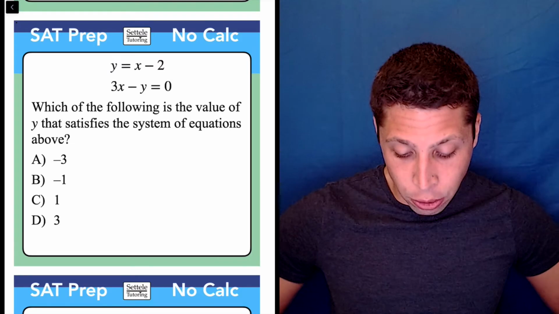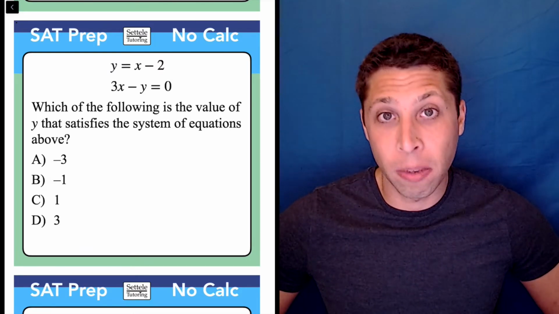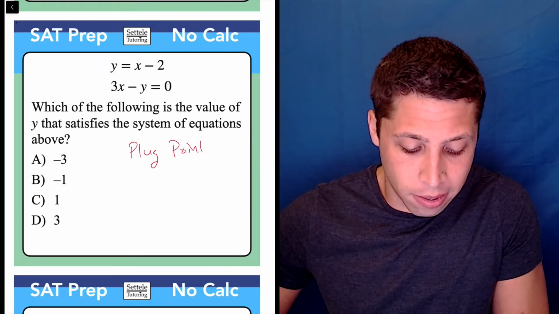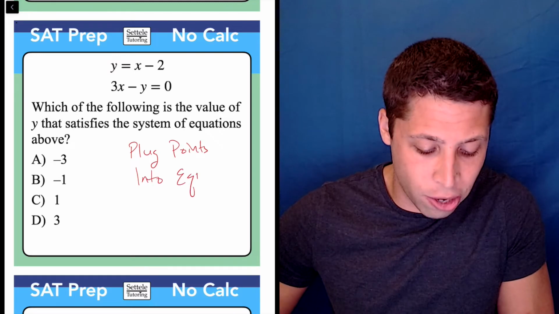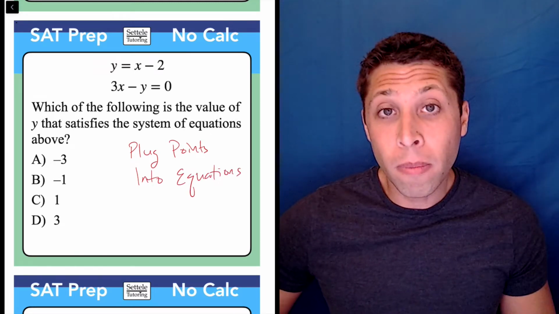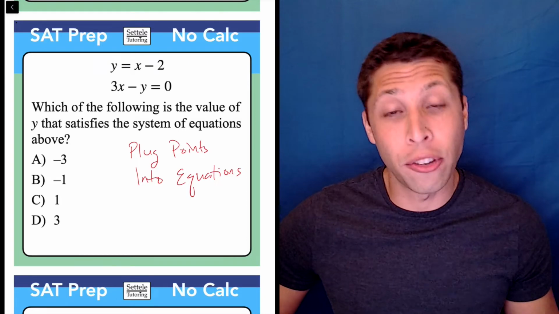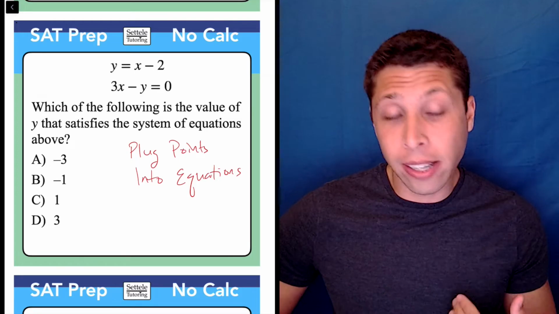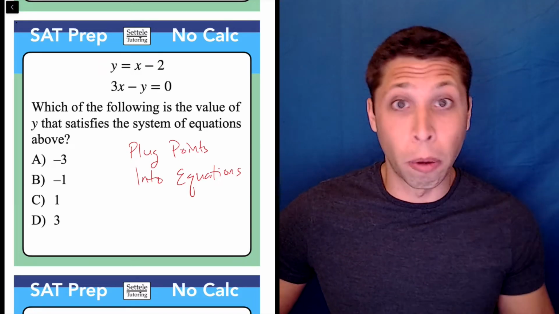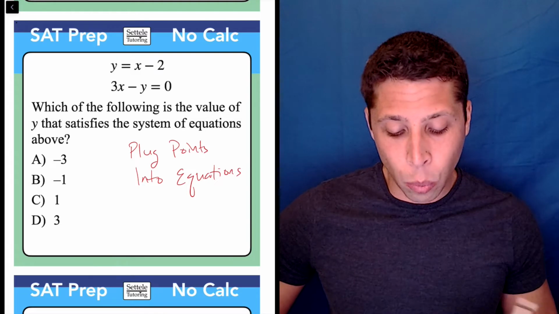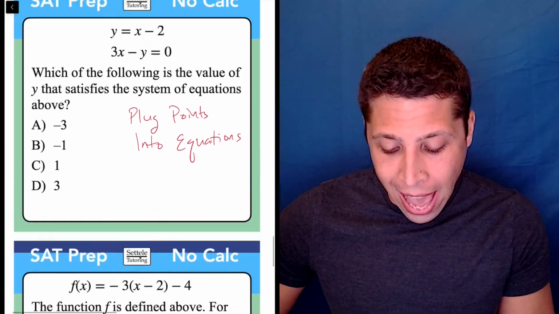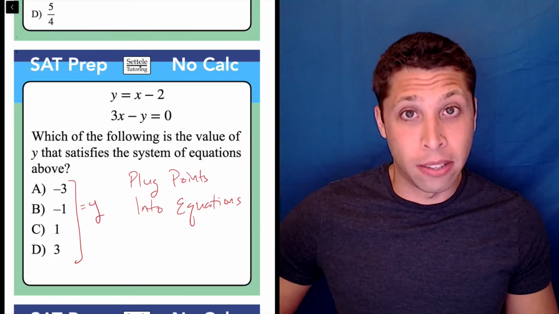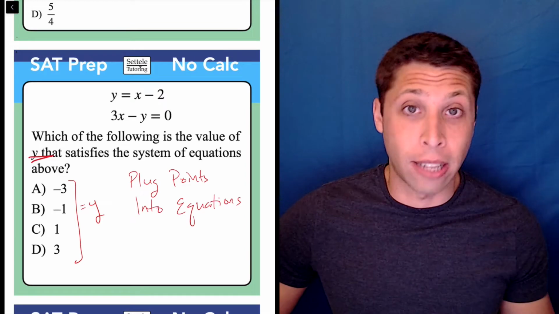Okay, which of the following is the value of y that satisfies the system of equations above? Well, this is a great example of my plug points into equations strategy. I could absolutely solve this with algebra. It's a system of equations. I know different ways of doing that. I'm pretty comfortable with algebra. But if you're not, you've got to recognize that we can very quickly guess and check or plug points into equations. They're kind of the same thing here. We have 2 equations, and we have half of a point. These are the y equals pieces, right? And with guess and check, whatever, you got to know what the answer choices represent.